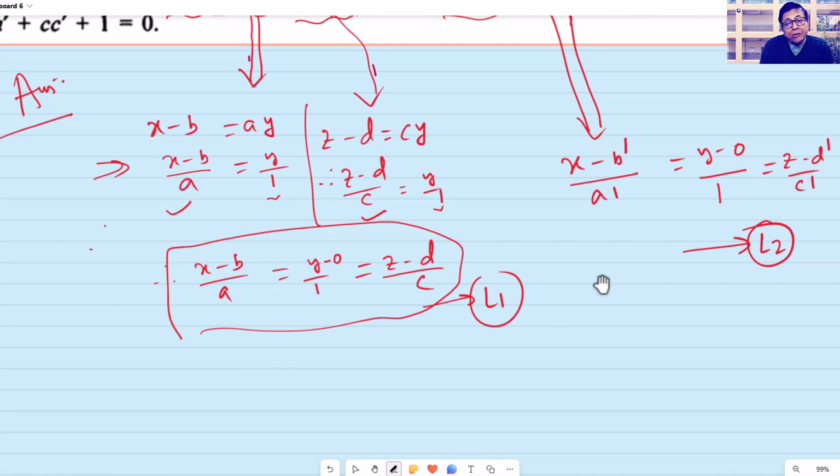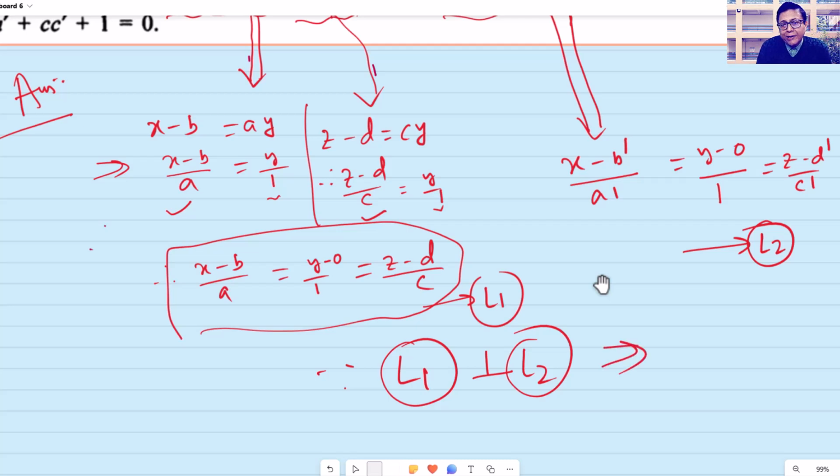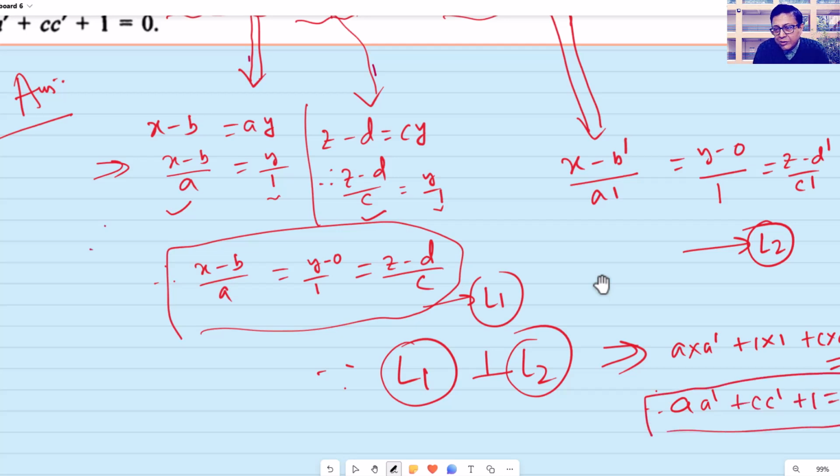Now lines are perpendicular. Since L1 is perpendicular to L2, line 1 perpendicular to line 2, what do you get? a into a dash, 1 into 1, and c into c dash. So this implies aa dash plus cc dash plus 1 equal to 0. Clear? Hope understood by you? Okay?